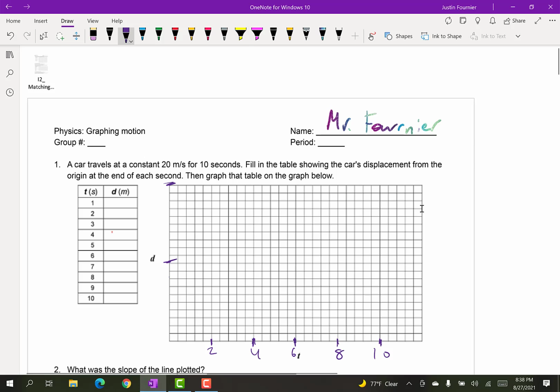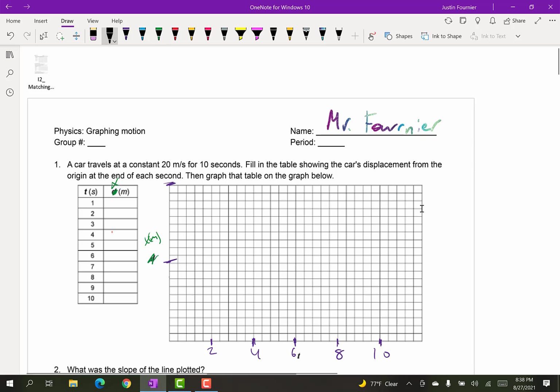Alright, we've got the first problem here. A car travels at a constant 20 meters per second for 10 seconds. Fill in the table showing the car's displacement from the origin at each second. Again, I think I've mentioned to many people that I wish this said position versus time, so that's what I'm going to say: position in meters versus time. But it's 20 meters per second for 10 seconds.